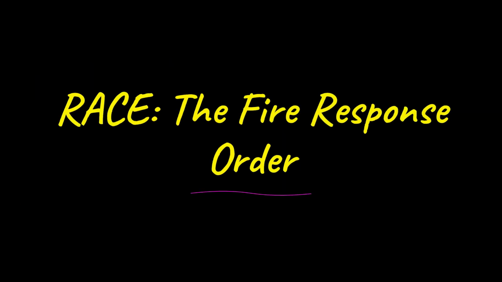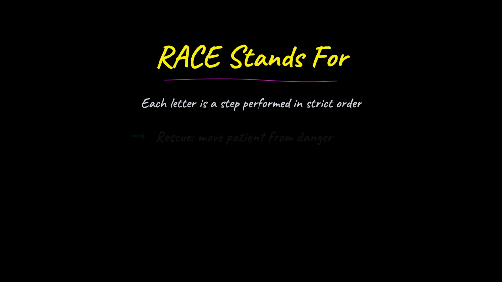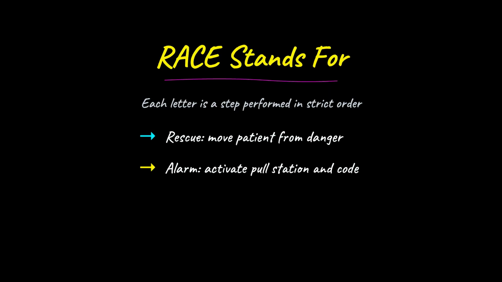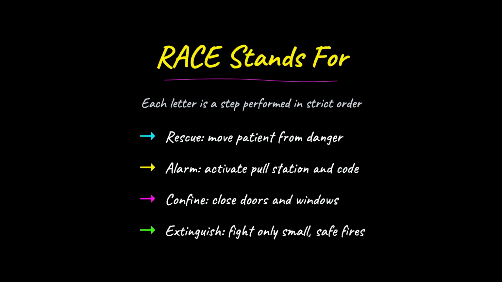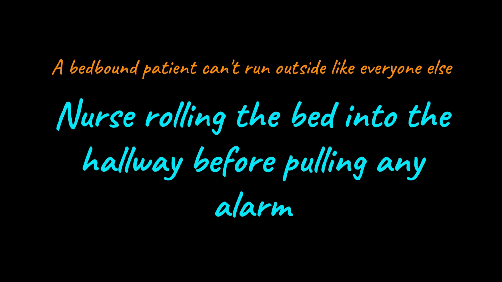When a fire breaks out on a hospital unit, staff don't have time to think from scratch. They rely on RACE, a sequence that puts patient survival ahead of instinct. Rescue comes first, moving the most vulnerable person away from danger. Alarm summons trained help. Confine slows the fire by closing doors and windows. Extinguish is attempted last and only if it's safe. This order exists because a sedated or restrained patient cannot self-evacuate. Outside a hospital, you'd call for help first. But inside, the patient can't wait. So rescue always comes before the alarm.